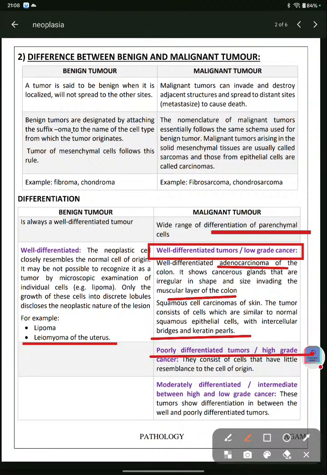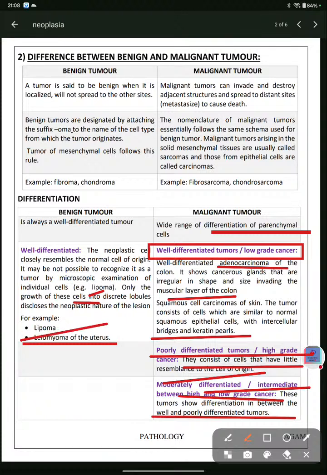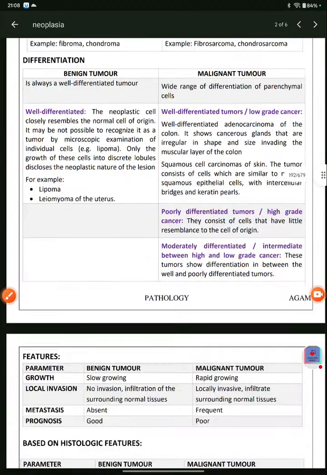Poorly differentiated tumors are high-grade cancers; they consist of cells that bear little resemblance to the cell of origin. Moderately differentiated tumors are intermediate between high and low-grade cancers. So based on differentiation and microscopic examination, lipoma shows growth of cells in discrete lobules. Example: lipoma and leiomyoma of the uterus.